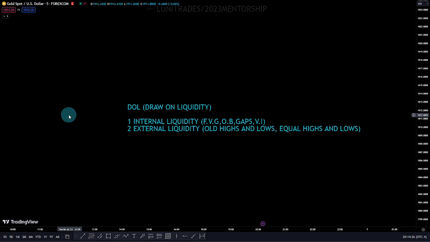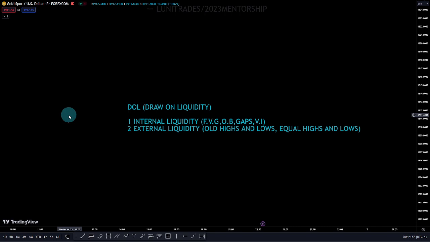So there are two types of draw on liquidity. We have the internal liquidity and the external liquidity. Now, for the internal liquidity, it can be your fair value gap, your order block, your gaps, or your volume imbalance. While your external liquidity are just your old highs and lows, then equal highs and equal lows. That's all you need to know about draw on liquidity.